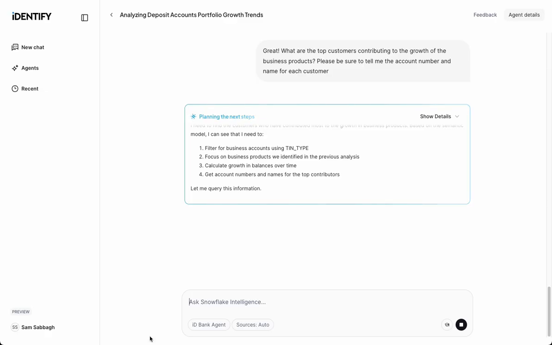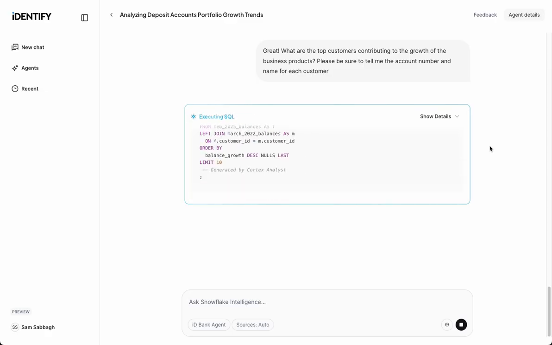Interestingly enough, it recognizes that we have a column in here called TIN type that distinguishes between individuals and businesses, and it's using that to focus on business customers. It's also looking at business products. Let's generate its query.